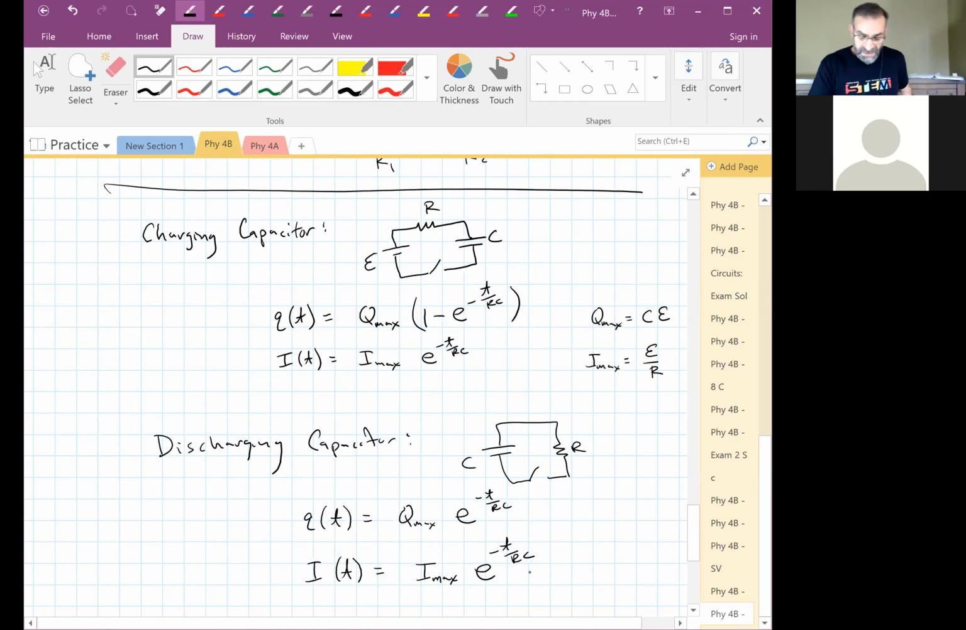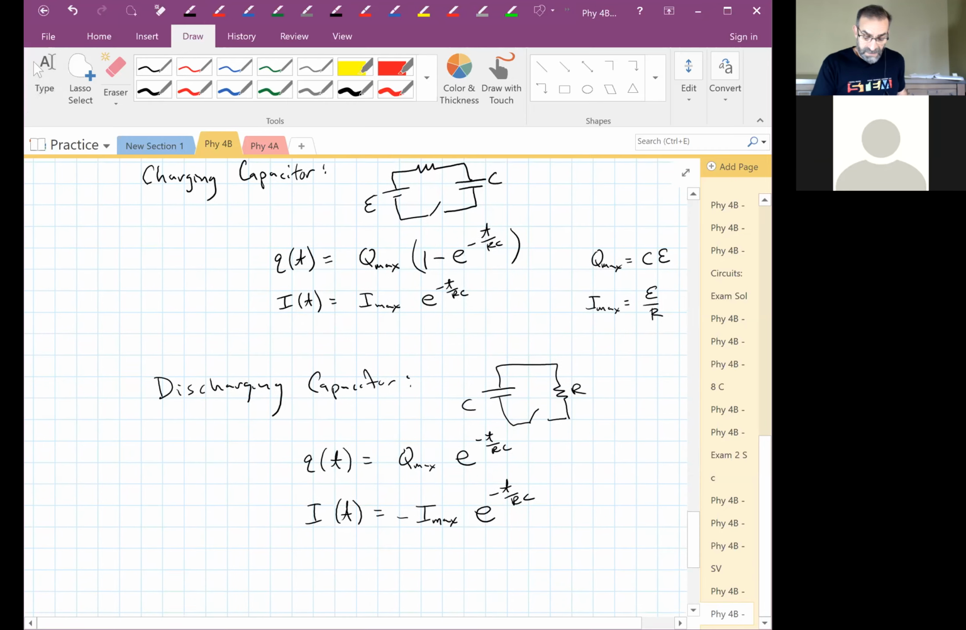It's the same. I think in the book they throw a minus sign in there. But as far as we're concerned, we don't care about the direction. We know the direction, right? We're going to look at the situation and figure out the direction of the current. But it's basically the same equation.